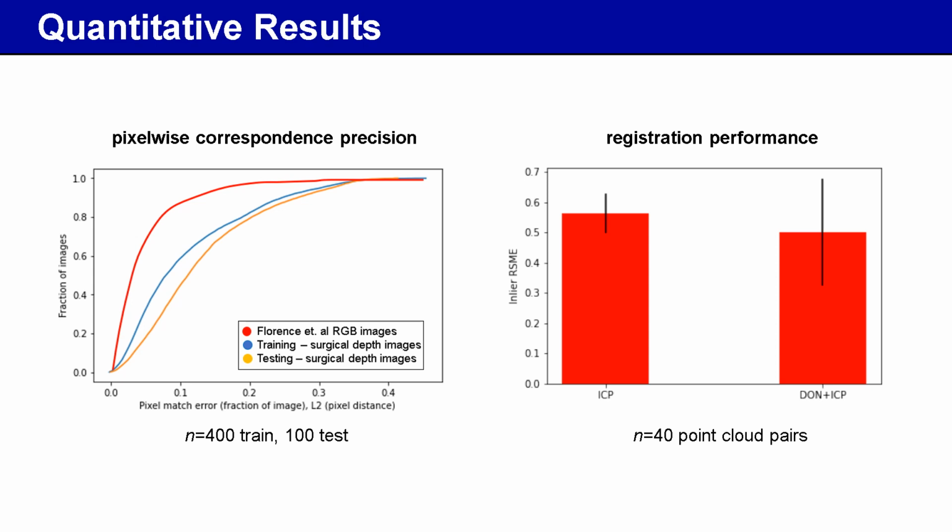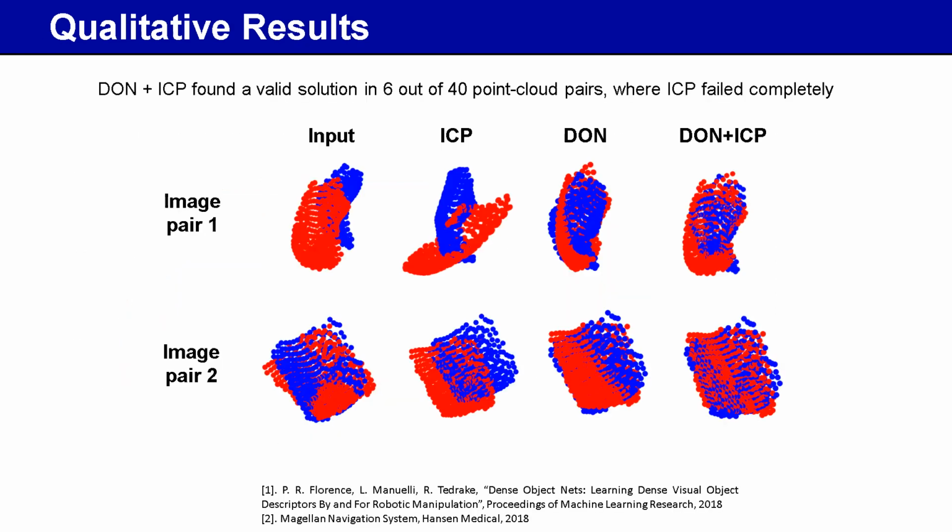Here I demonstrate the registration performance for vanilla ICP and network augmented ICP across 40 point cloud pairs. Dense object net ICP had a lower inlier error average. The variations were not found to be statistically significant. To explore underlying factors for this, I'll now discuss some qualitative registration results.